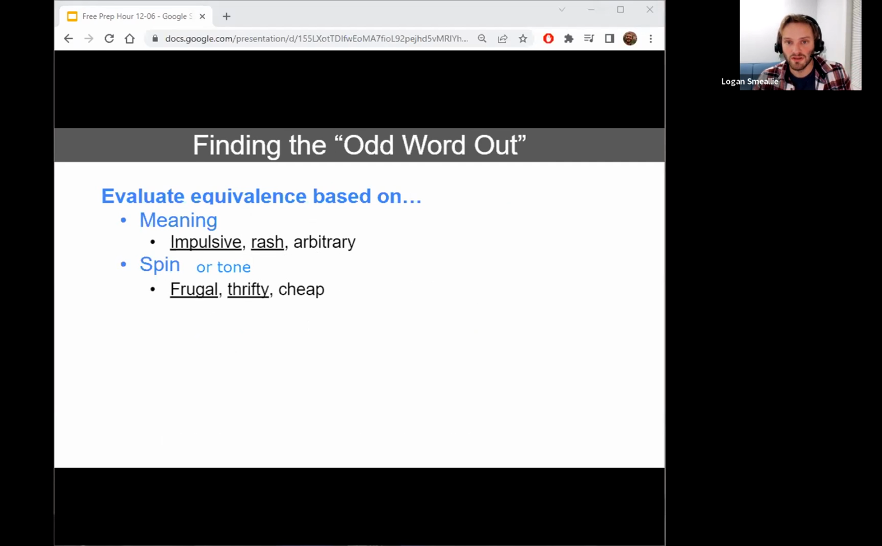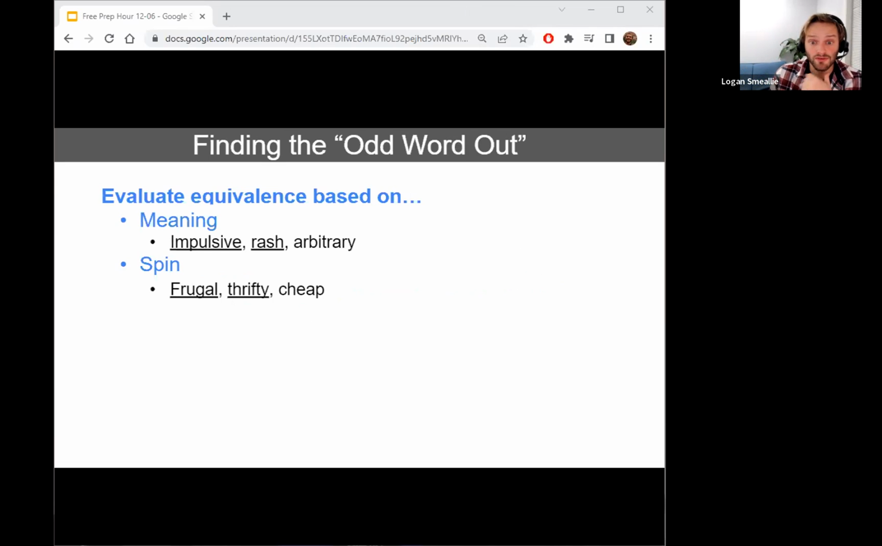What do these all mean? These all mean frugal, thrifty, and cheap. These all mean like not spending much money. But frugal and thrifty tend to be a little bit more complimentary. They have a more positive tone. Cheap has a more negative tone. So even though they have a quite similar definition, they have a different spin and tone. Watch out for that as well.